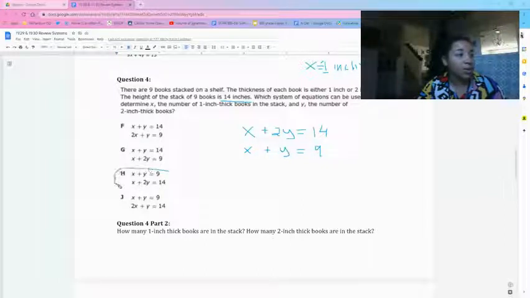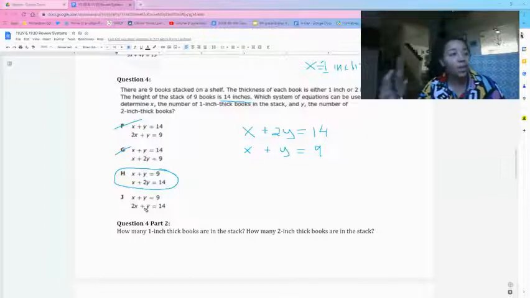And it would be H. Because we have x plus y equals 9. And then we have x, which is 1 inch, y, which is 2 inches, and it equals 14. It wouldn't be F because the x and y have to equal 9. It wouldn't be G because the x and y still have to equal 9. And it wouldn't be this one because it's really not a good reason why it wouldn't be this one.